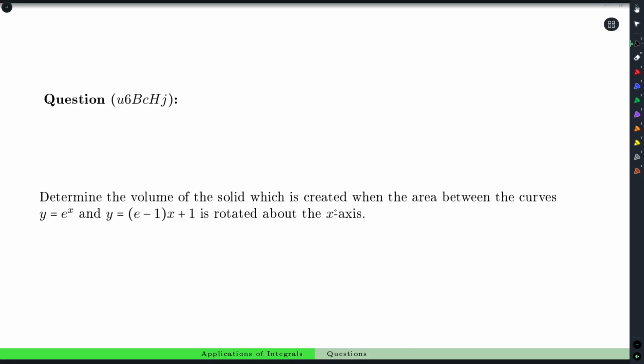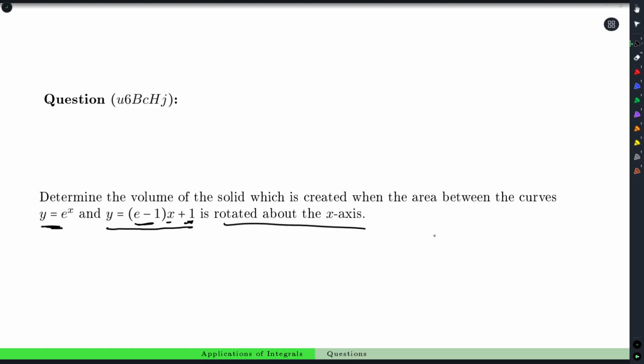Determine the volume of the solid, which is created when the area between the curves y equals e to the x and y equals (e minus 1)x plus 1, so this is a line, y equals mx plus b, is rotated about the x-axis. So we can see, okay, we've got two curves. We have no bounds. The question is not saying, hey, do it from -1 to 2 or something like that. It's not saying anything like that.